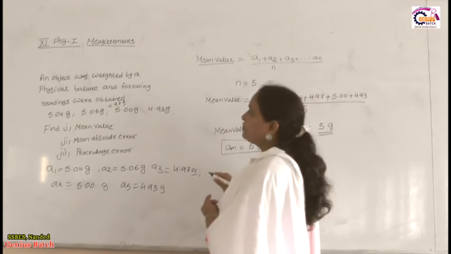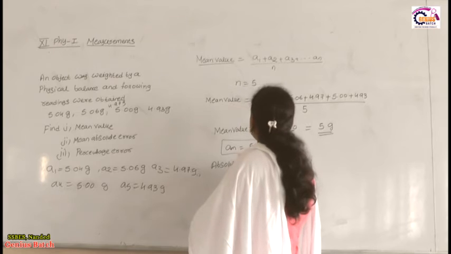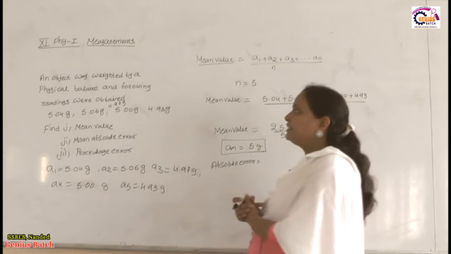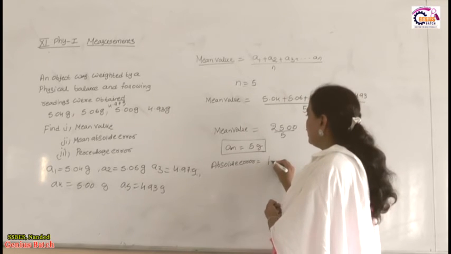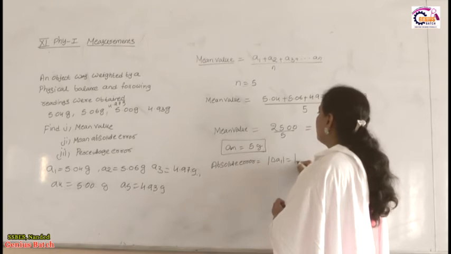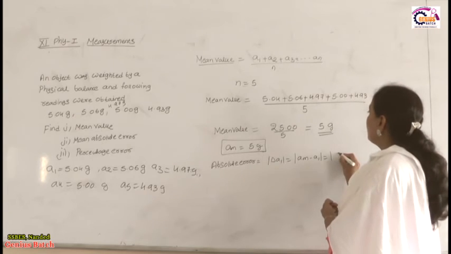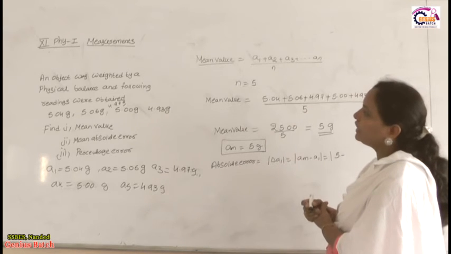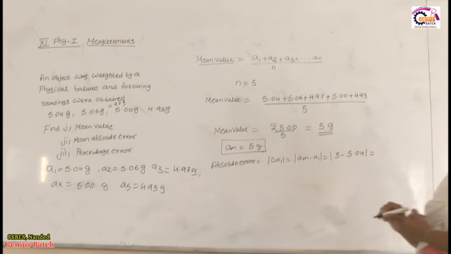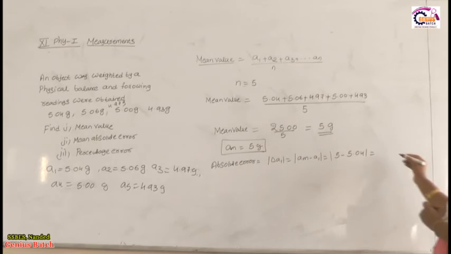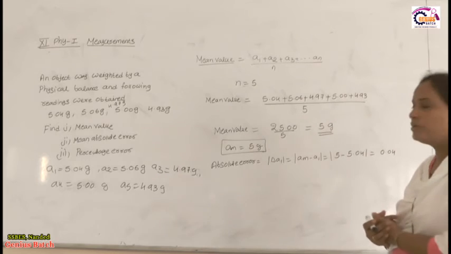Now we have to find the absolute error. What is an absolute error? Absolute error is nothing but the difference between the mean value and its individual value. That is, delta A1 is equal to AM minus A1. What is AM here? 5. And A1 is 5.04. So what do you get here? You get 0.04, isn't it?